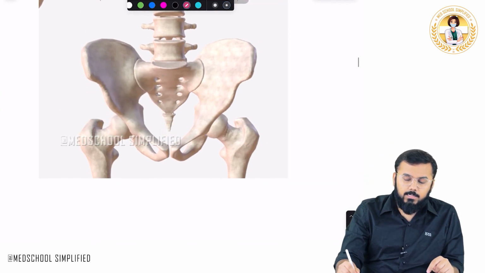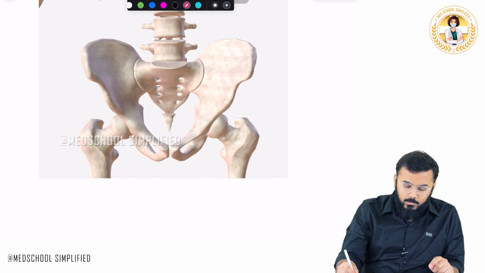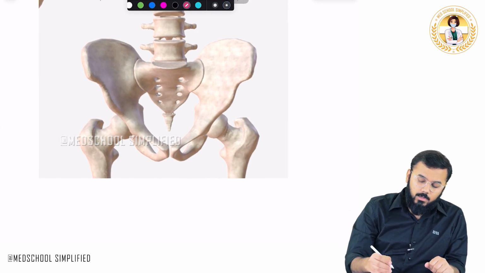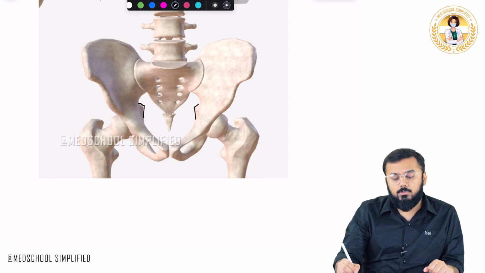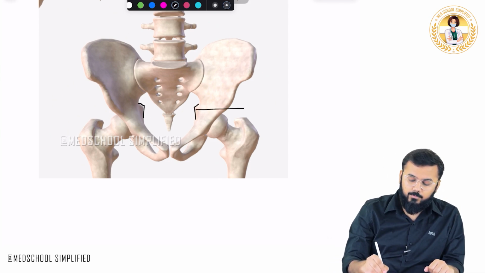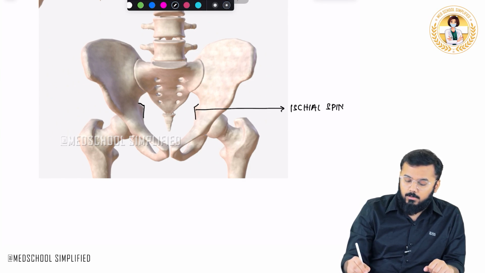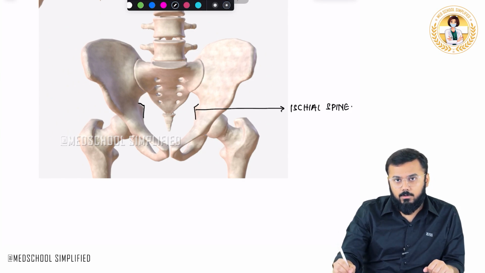Now you can see that this is your pelvic bone. Into this pelvic bone, here you can see a small projection, right? This spine-like projection which you can see over here is called the ischial spine.